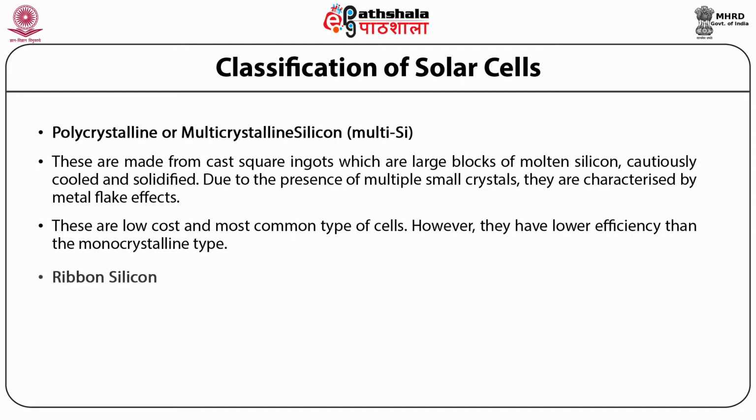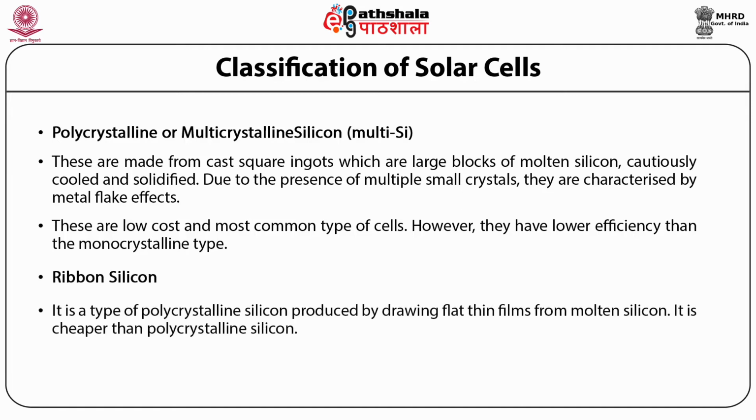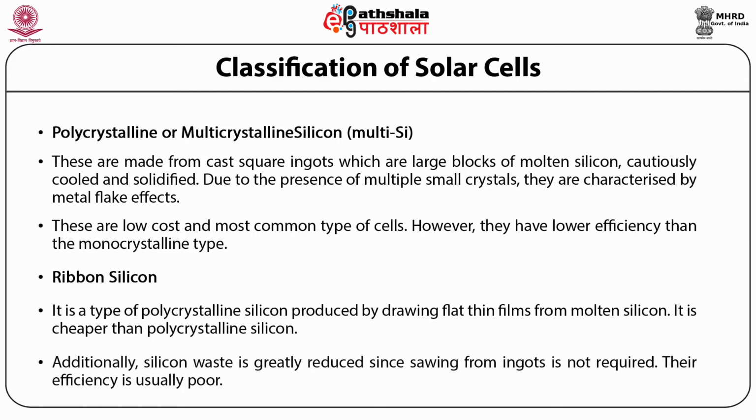Next one is the ribbon silicon. It is a type of polycrystalline silicon which is produced by drawing flat thin films from molten silicon. It is cheaper than polycrystalline silicon. Additionally, silicon waste is greatly reduced since sawing from ingots is not required. Their efficiency is usually poor.